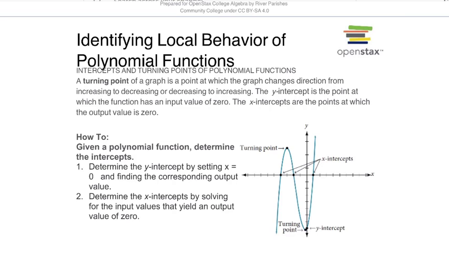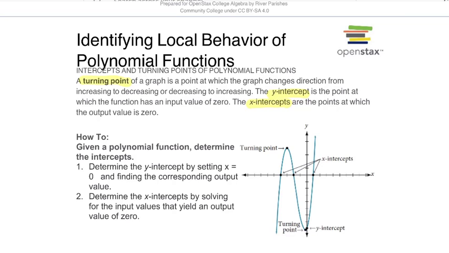Okay, now we're in part 3 of 5.2, and we're talking about local behavior of polynomial functions. A turning point of a graph is a point at which the graph changes direction from increasing to decreasing or decreasing to increasing. The y-intercept is a point at which the function has an input of the value 0, and x-intercepts are the points at which the output value is 0. And we already knew that about x-intercepts.